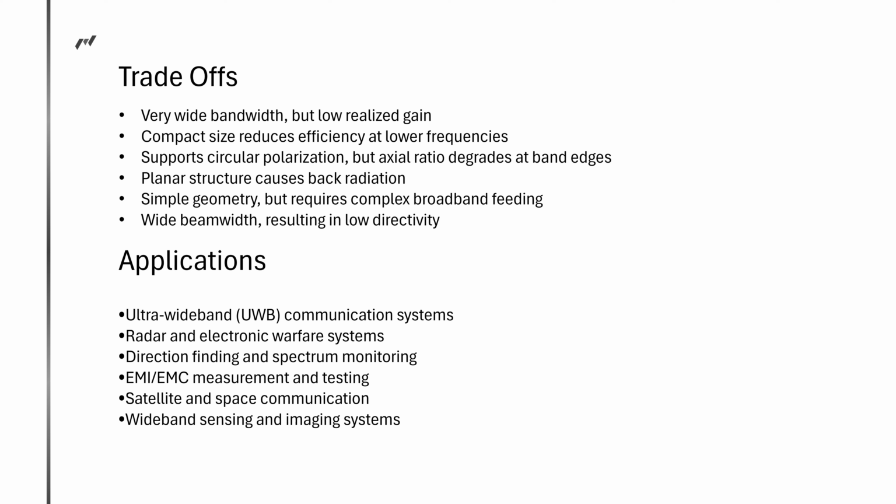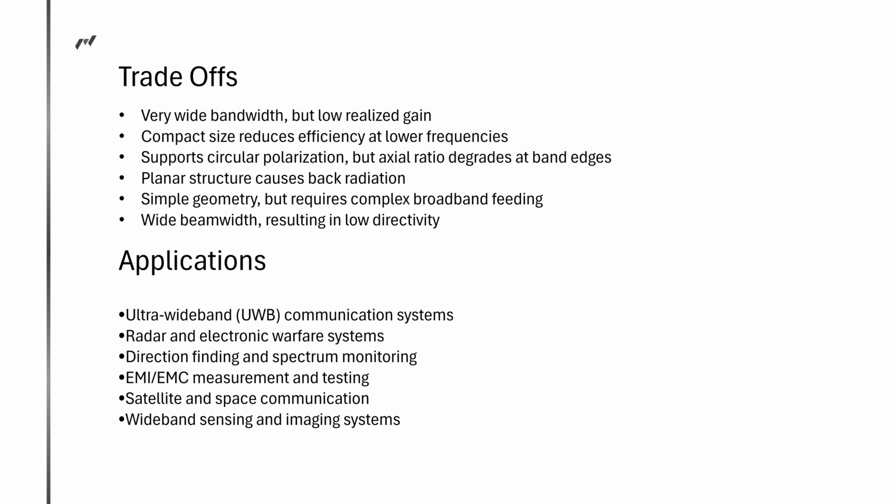Trade-offs. The antenna achieves very wide bandwidth, but this results in relatively low realized gain. Its compact size reduces radiation efficiency, especially at lower frequencies. Although circular polarization is supported, axial ratio performance degrades near the band edges. The planar structure causes some back radiation, and the wide beamwidth leads to low directivity, requiring a complex broadband feed design.